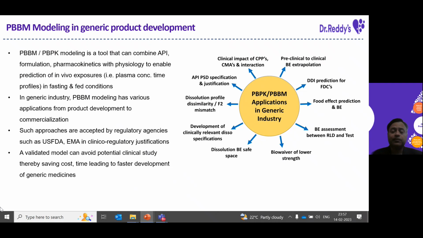Again, I will talk about this example in the subsequent slide. It is also used for development of clinically relevant dissolution specifications, F2 mismatch, and even in setting up the particle size distribution specifications as well. So this approach, as we see, has numerous applications, and these approaches are more and more being accepted by different regulatory agencies, including FDA, EMA, as well as other agencies.